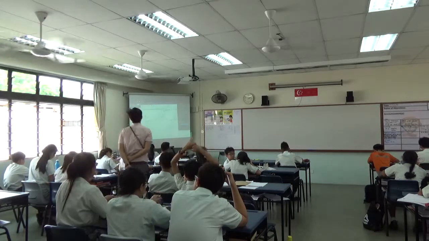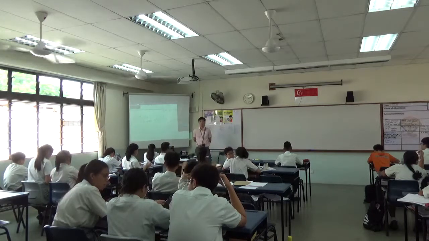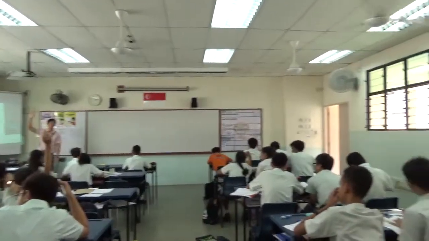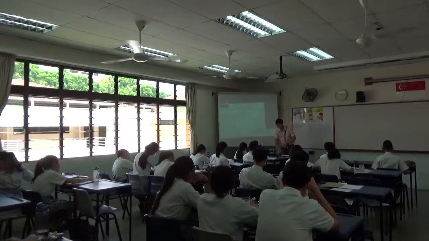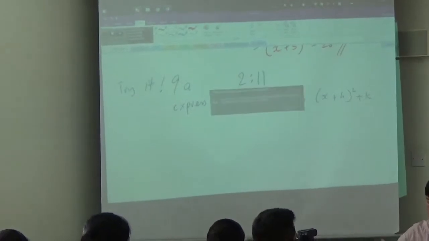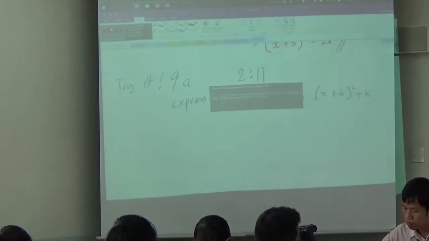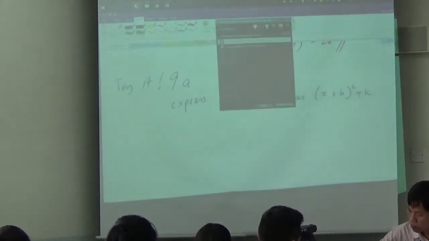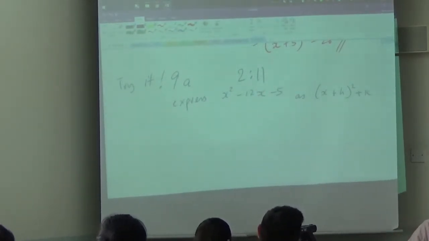Oh, we've exceeded the time already. Are you all okay with this question? Yes? Who is okay with it? And you got the correct answer? Okay, for the rest of you, let's see how I want to do it. Bracket x minus 6 to the power of 2, minus 41. Due to technical issues, the following parts are not recorded.